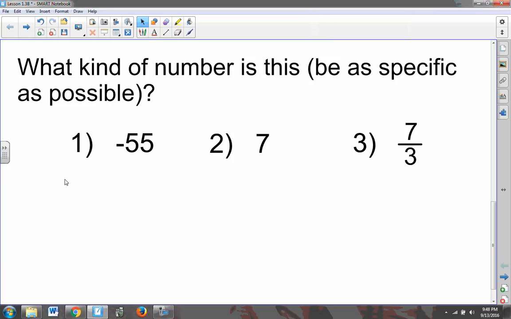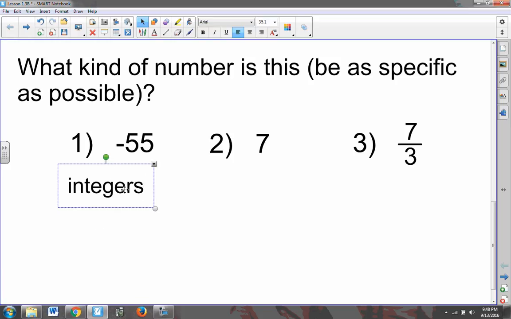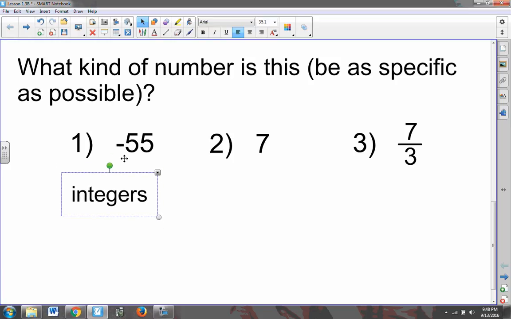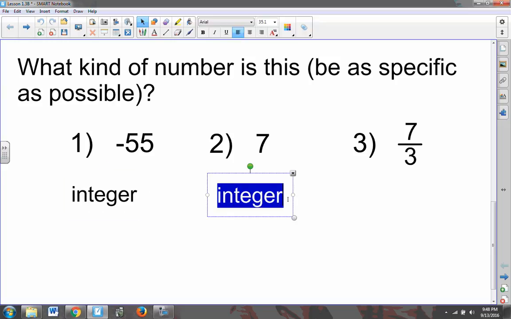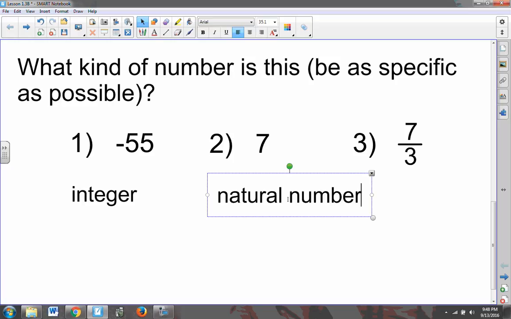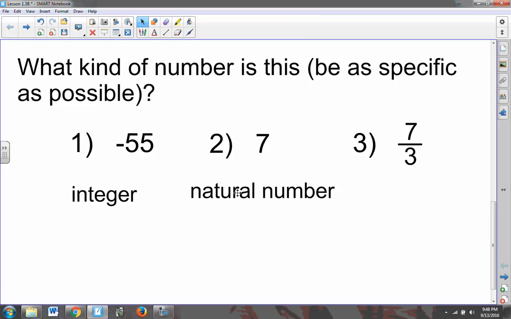Okay, number 1, because it's a negative, that falls into integers. Okay, it is negative, but it does not have any decimals. So that one is a member of the integers. So we could just say integer. Okay. Now, number 2, 7 is a positive number like the ones we could count on our fingers. So that is a natural number. Okay, that is a natural number in number 2.